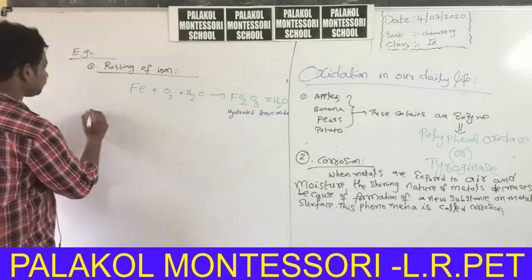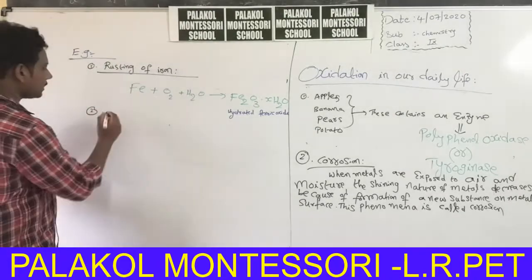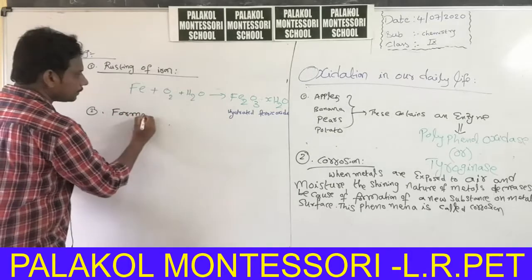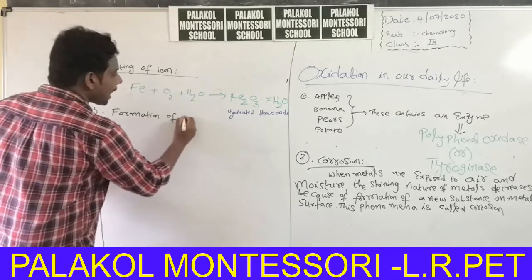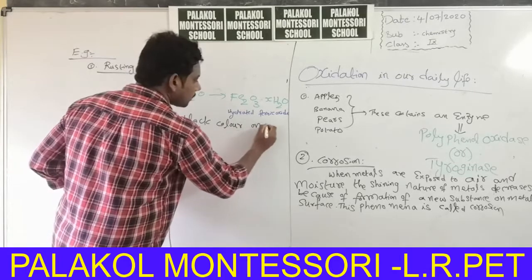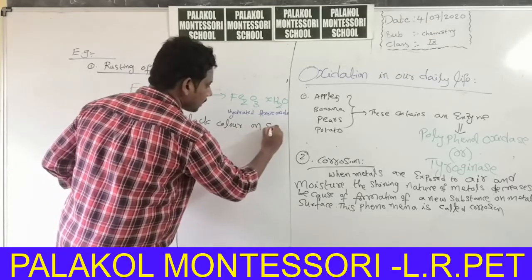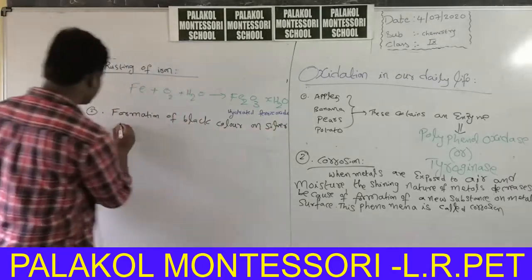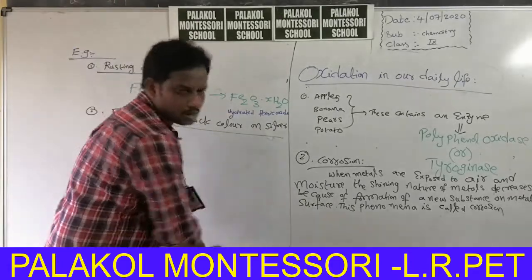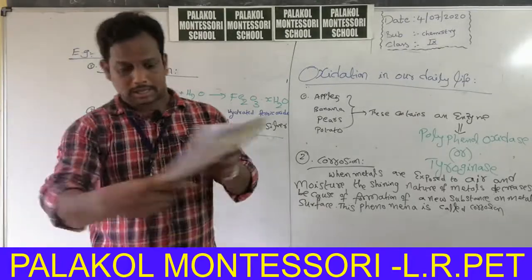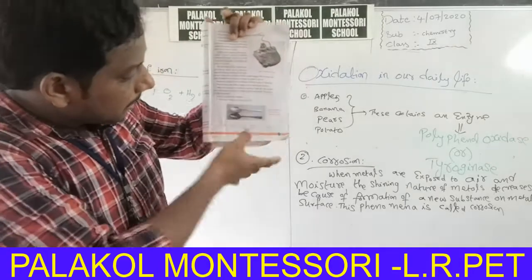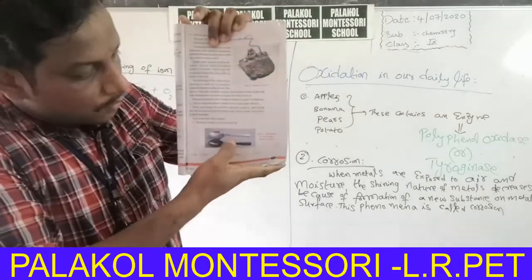The second concept is about the formation of black color on silver spoon. In your textbook there is a diagram. This is the original, that means fresh, silver.